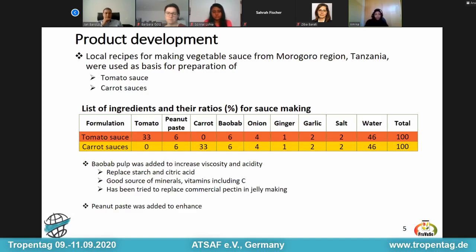And also we added peanut paste or peanut butter, it depends what is available. So this was added to enhance the appearance or the consistency of the product. From our trials, we found the formulations without peanut, the color and the consistency was different compared to the one with peanut butter, so it improves the consistency and the color. And also can help to improve the bioavailability of these provitamins, which are fat soluble. And the rest of the ingredients you can see in the table.